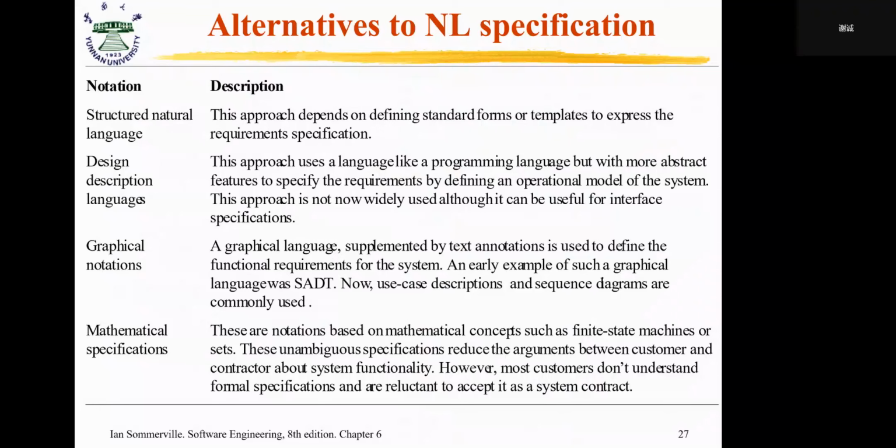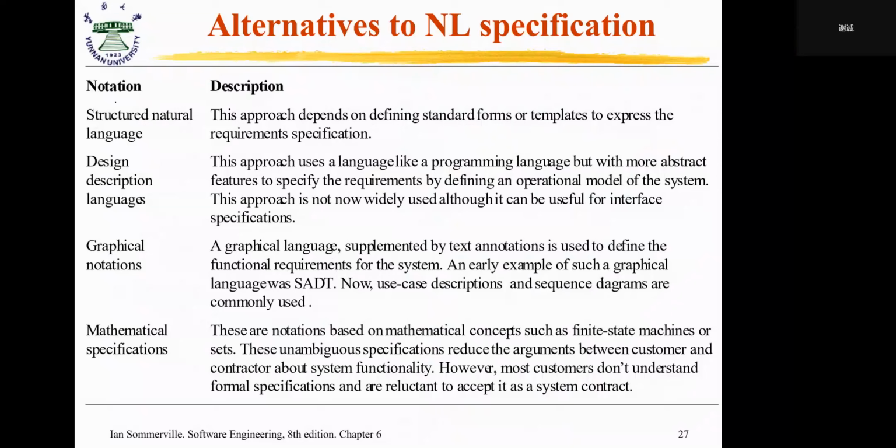Wait a moment. 你看一下培养方案，这个课应该不是培养方案这个学期的，正在上的课。Okay, there are four alternative ways to substitute the natural language.